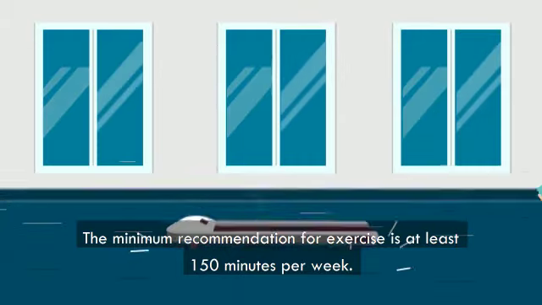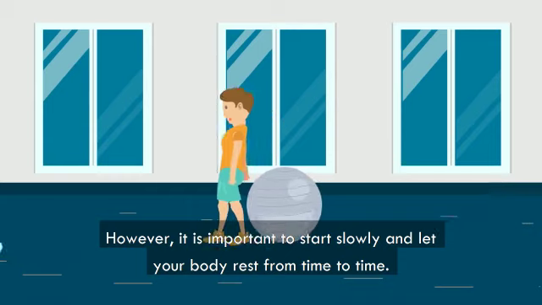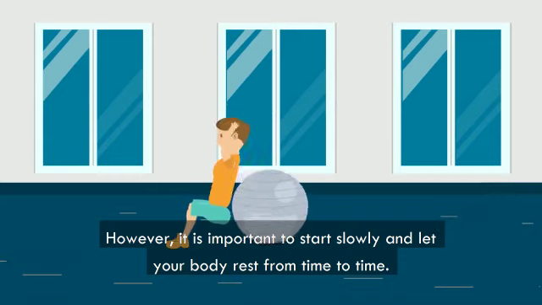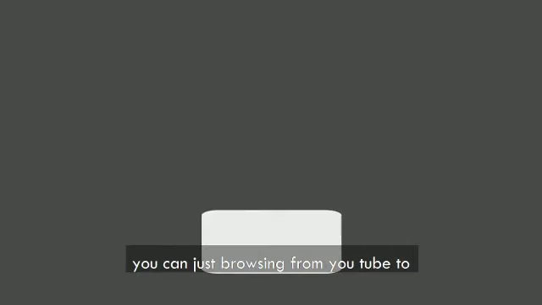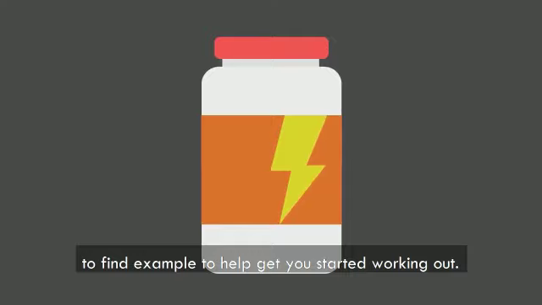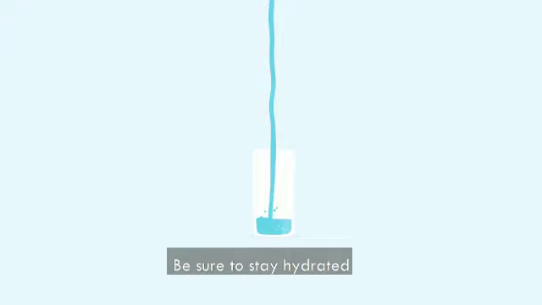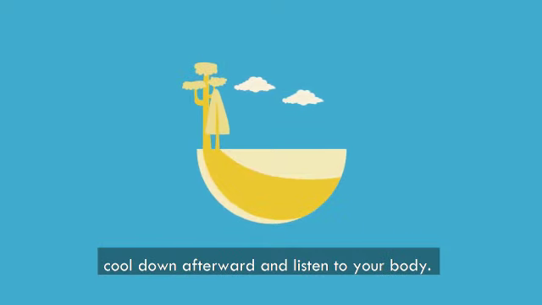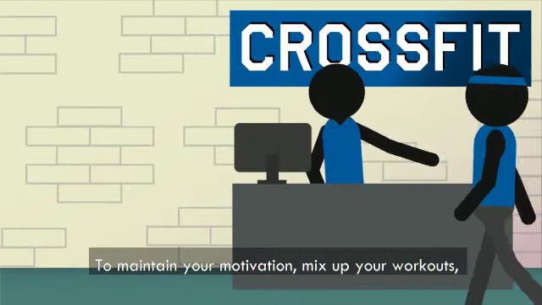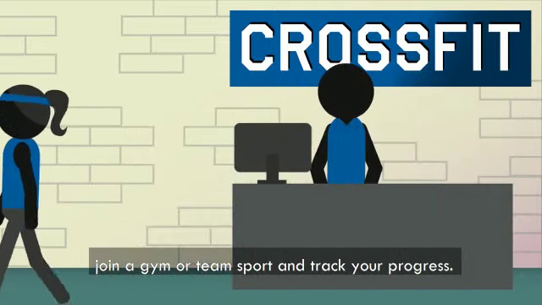The minimum recommendation of exercise is at least 150 minutes per week. However, it is important to start slowly and let your body rest from time to time. There are a variety of exercises you can do. You can just browse YouTube to find examples to help you start working out. Be sure to stay hydrated, eat a balanced diet, warm up before exercising, cool down afterwards, and listen to your body. To maintain your motivation, mix up your workout, join a gym or team sport, and track your progress.